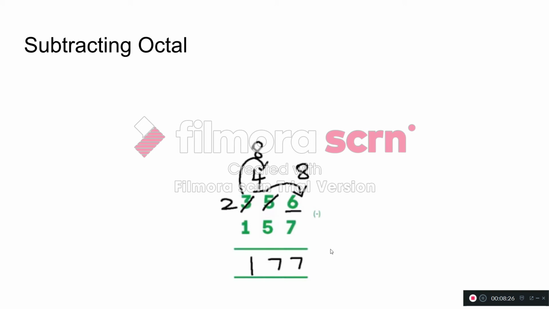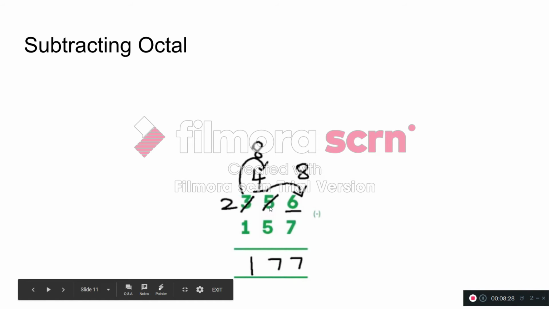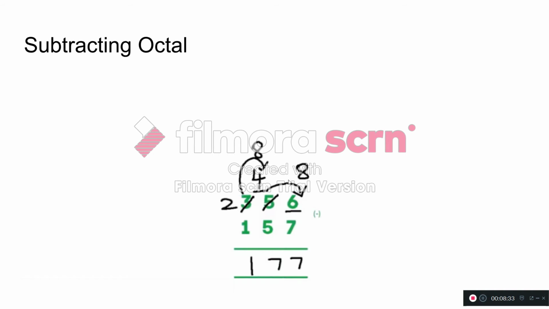So we have a 6 minus a 7, we cannot do that, so we borrow from the left, which was a 5, which we turn into a 4. The 1 here is worth an 8 on the right because we're talking base 8. So 8 plus 6 is 14, minus 7 is a 7.